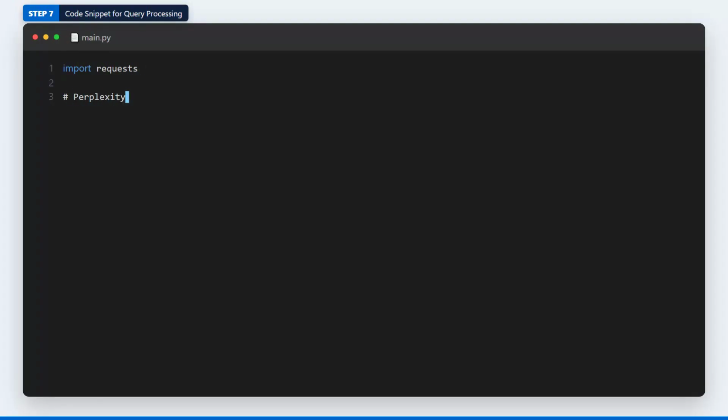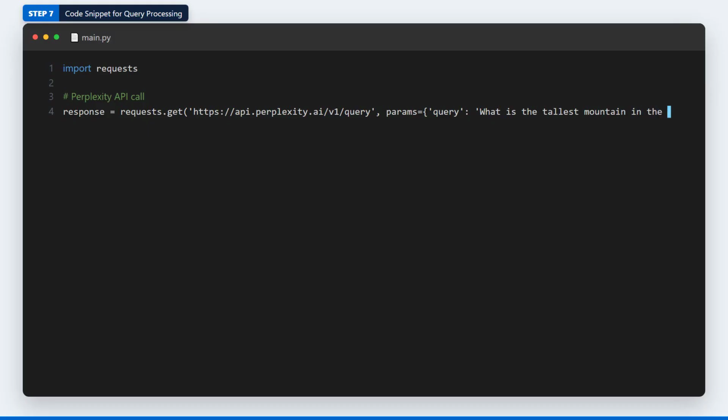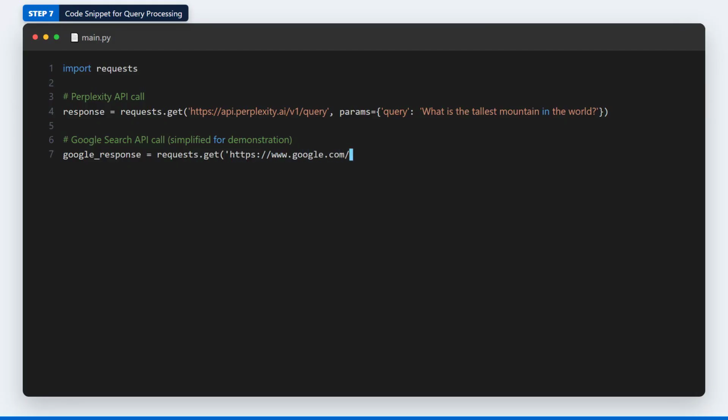Next, we can examine a practical code snippet for query processing, which illustrates how these tools are utilized. For instance, consider the following Python script that uses pandas to filter and sort data from a data frame. df equals df column, 10, sort values by equals another column, ascending equals false.